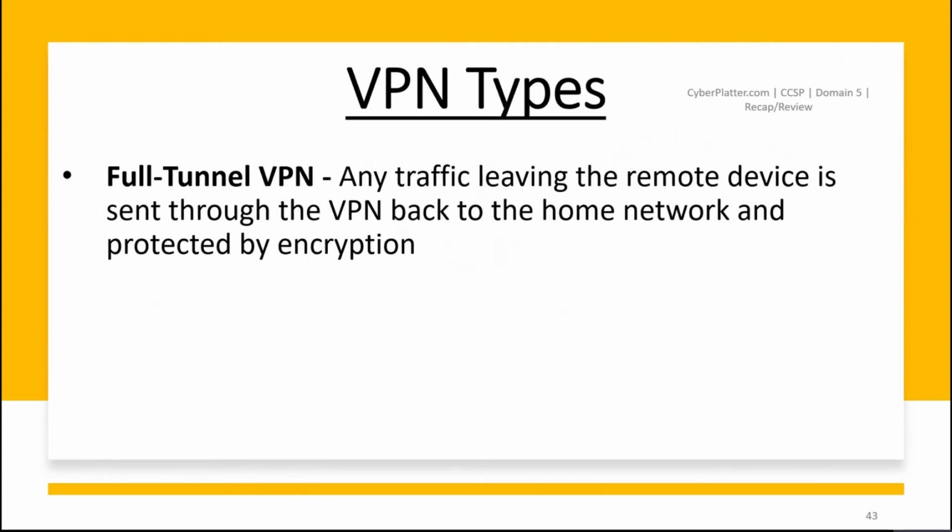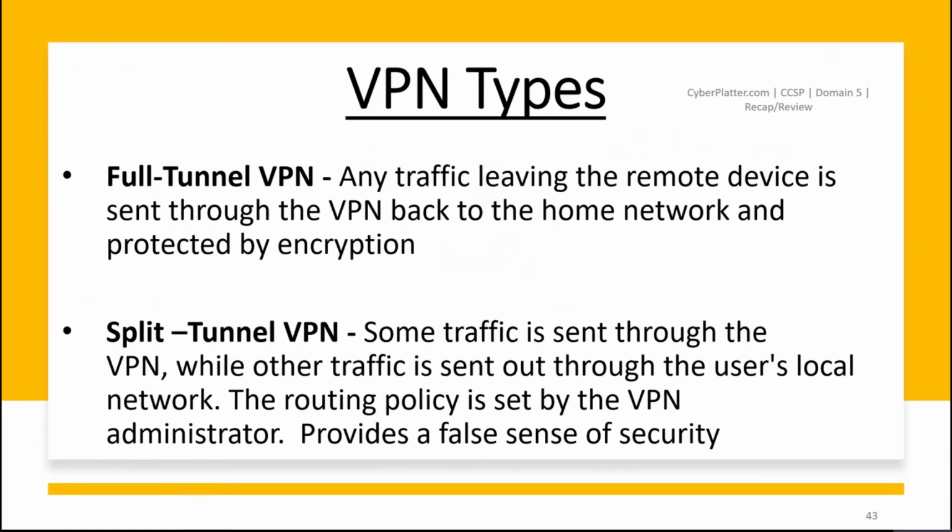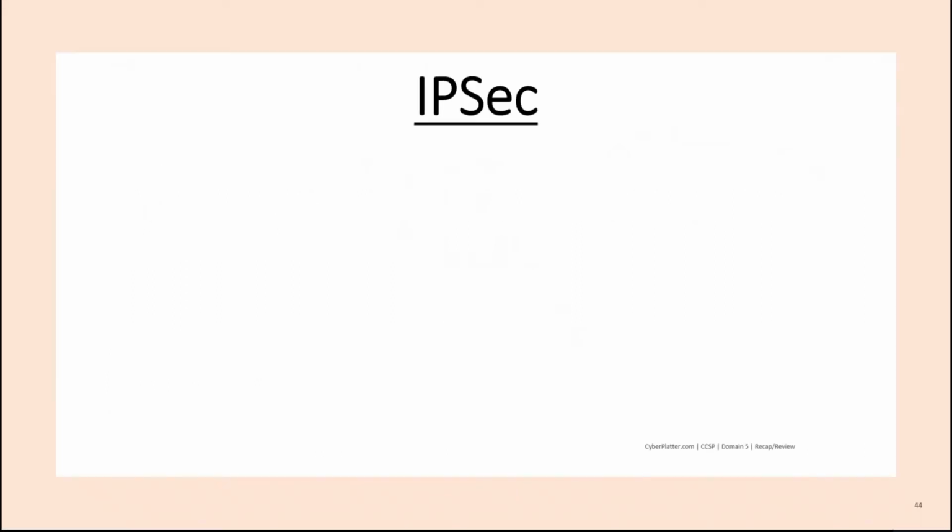VPN types: full tunnel VPN. Any traffic leaving the remote device is sent through the VPN back to the home network, protected by encryption. Split tunnel VPN. Some traffic is sent through the VPN while other traffic is sent out through the user's local network. The routing policy is set by the VPN administrator, and it provides a false sense of security.